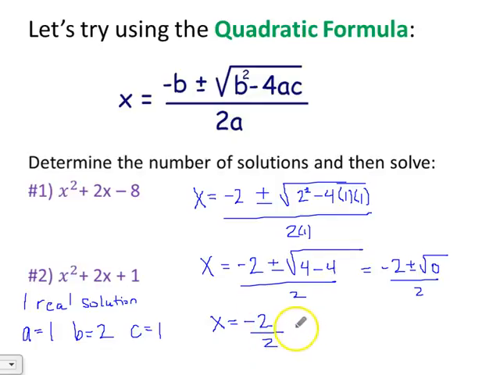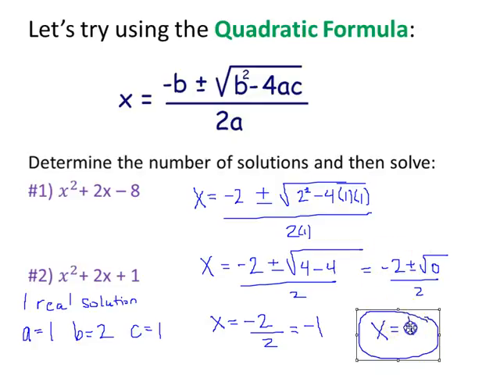And what's negative 2 divided by 2? That's equal to negative 1. So our final answer is that x equals negative 1. We don't have two solutions. We only have one solution. And that's right. That's what we should expect, to have only that one solution, because we found the discriminant.